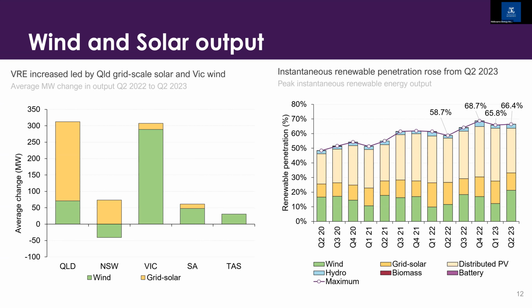So of that 400 megawatt increase across the NEM, most of which came from Victoria, a good portion, around a third maybe, came from existing wind farms, namely MacArthur and Stockyard Hill, two large wind farms in southwestern Victoria, which just increased their available capacity factor, so higher wind speeds more often.